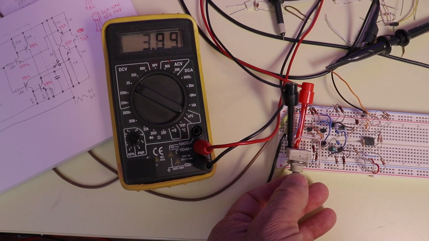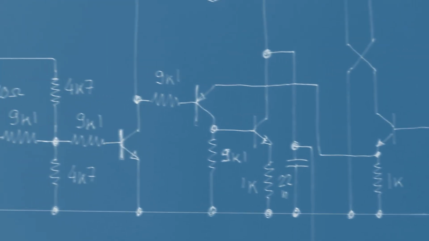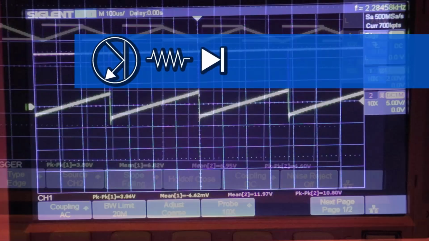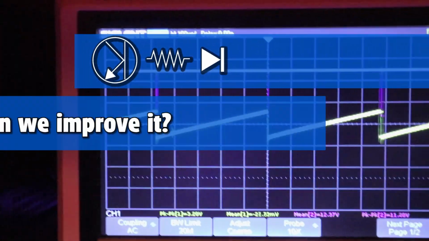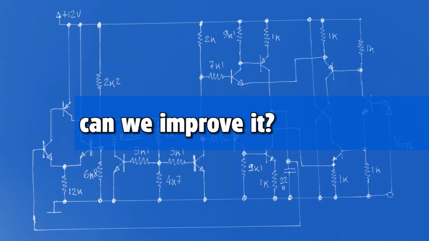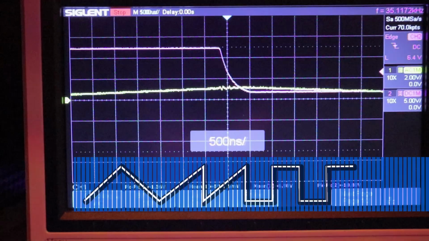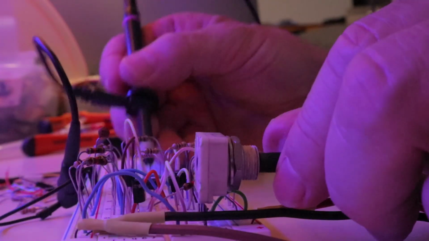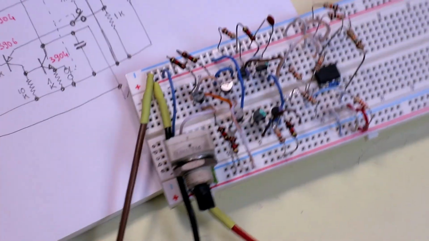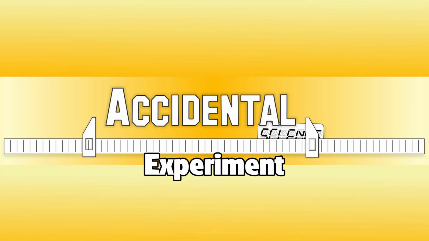Today's video is about an all-transistor voltage-controlled oscillator for generating triangle, square, and sawtooth waveforms. It's not only an interesting and uncommon circuit, but we'll also hear how it sounds and what could be done to improve it. If you love analog electronics, oscillators, or audio synthesis, this video is for you.